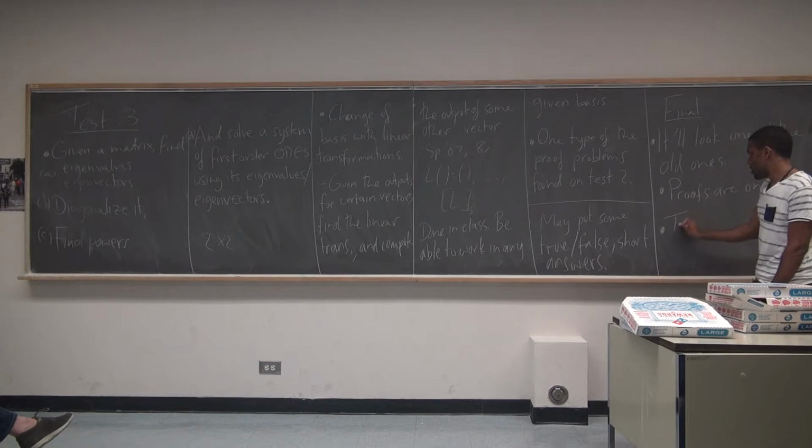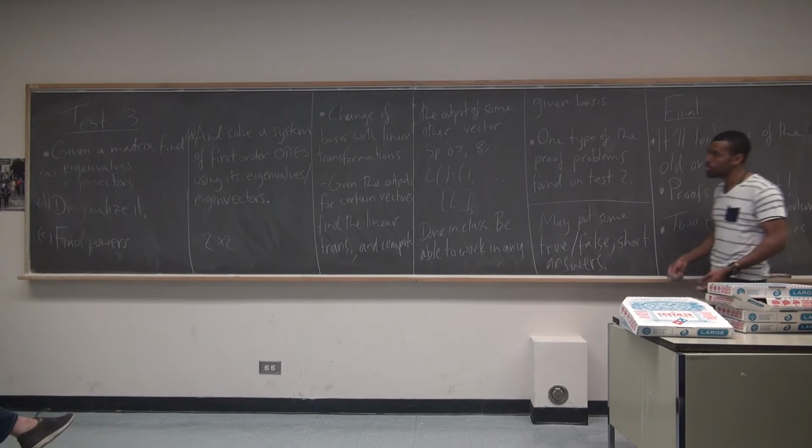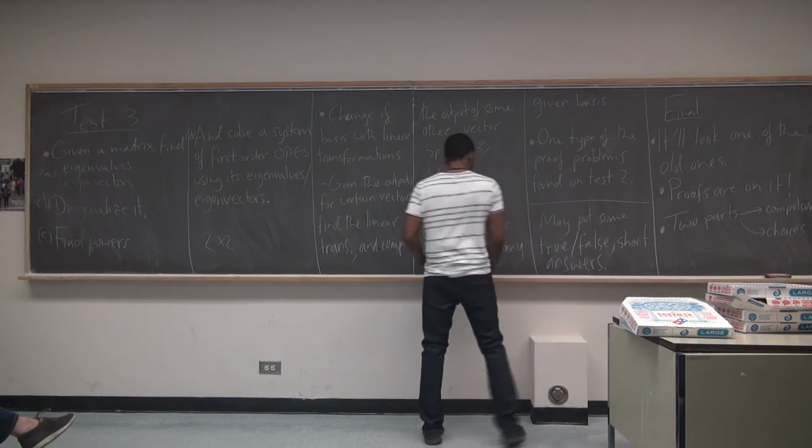I'll probably also make it 2 parts. We have a compulsory and then you have some choices. So definitely in the compulsory section, there are going to be all the computational things, you know, be able to find a determinant, find an inverse, solve a system, things like that.